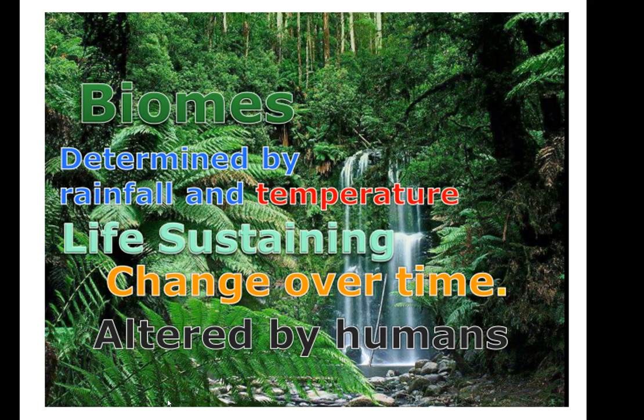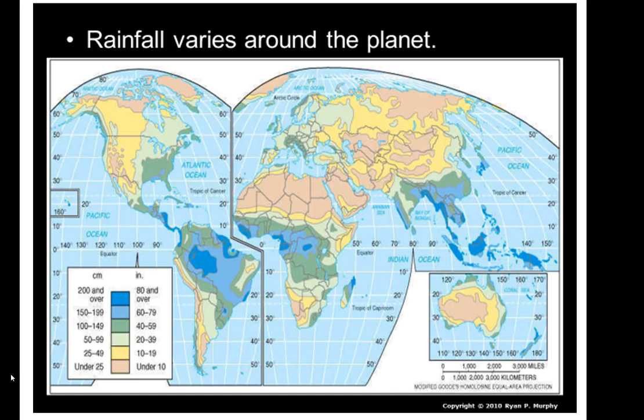Biomes. Well, how do we determine one biome from another? Because as we're going to learn, there are multiple biomes that are found on the Earth's surface. Well, scientists determine what makes up a biome by its rainfall and the temperature. These biomes have to be life-sustaining, which means they need to be able to have life occur there on its own without any human interaction. Also, biomes change over time. They are not a constant. They evolve and they change, and they can be altered by humans.